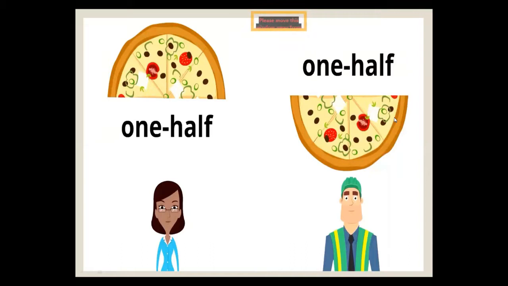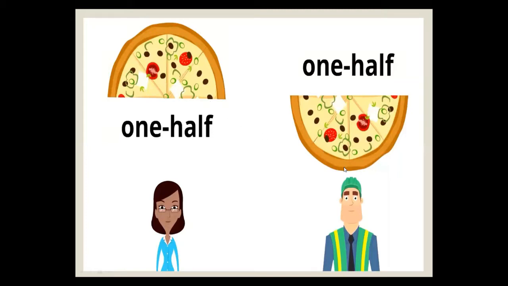If the two pieces of pizza are not the same, it is not called 1/2. If one piece is bigger or one is shorter, we will not call it 1/2. When things are divided into equal parts, then we call it a half. When the parts are the same size, we call it 1/2.